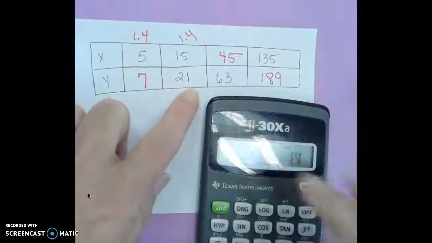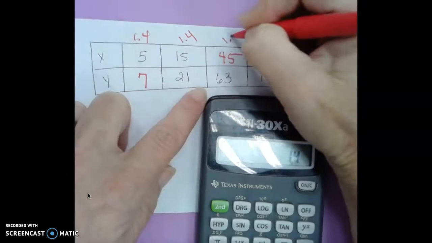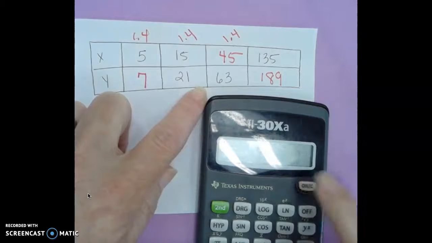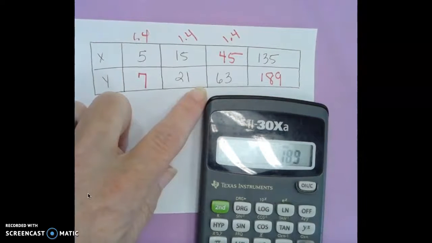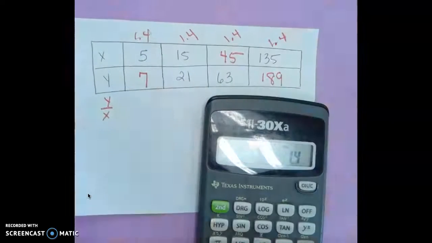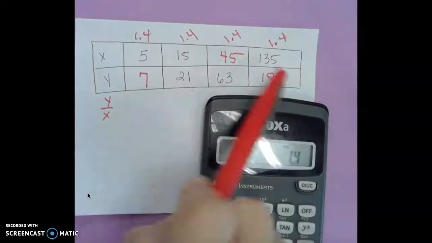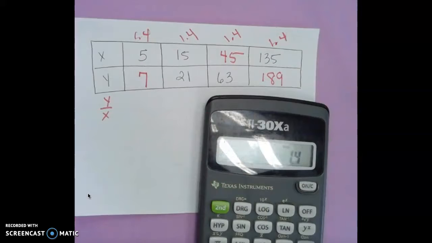So far, so good. 63 divided by 45. Remember, this is telling me my unit rate or my constant of proportionality. So I did 189 divided by 135. So 1.4. So that means I got everything correct. It is still proportional, and my constant of proportionality is 1.4, and I found all my missing numbers.